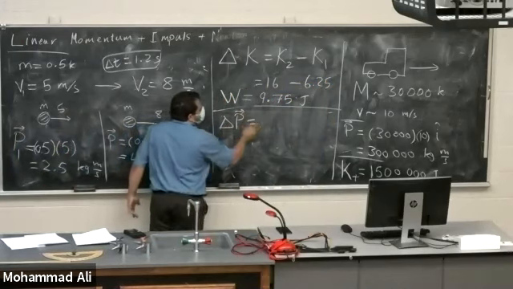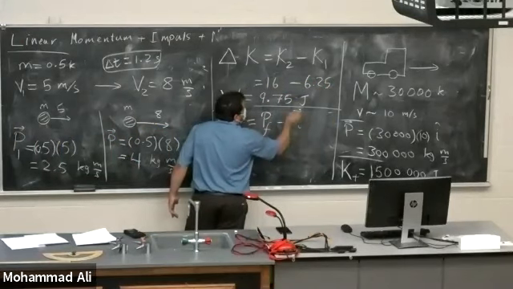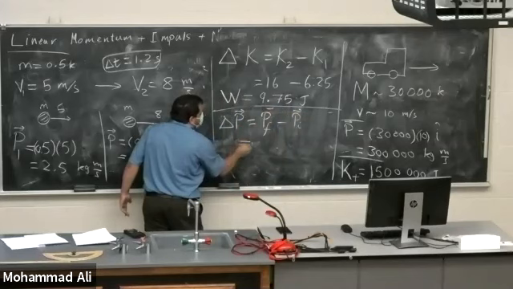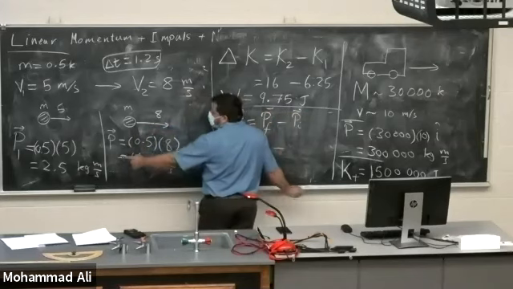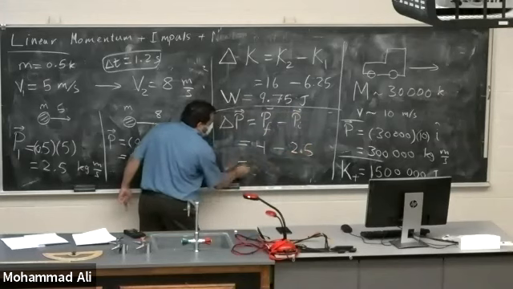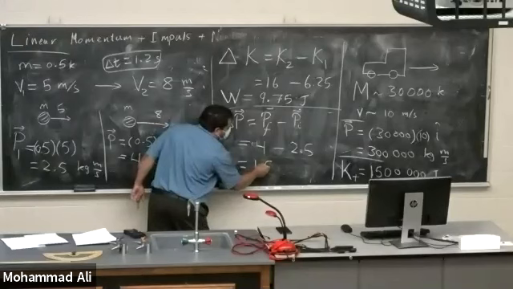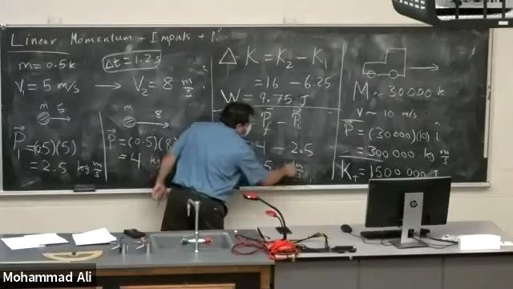Okay. We have a change in momentum. Delta P is equal to P final minus P initial as vectors. It is equal to 4 minus 2.5, which is equal to 1.5 kilogram meter per second.